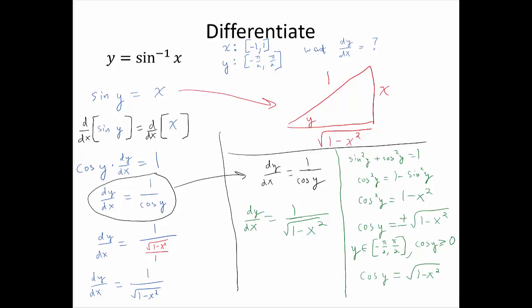So we now have a formula that calculates the derivative of sine inverse of x. If y is sine inverse x, then its derivative dy dx is 1 over the square root of 1 minus x squared. However, whichever approach you want to take.